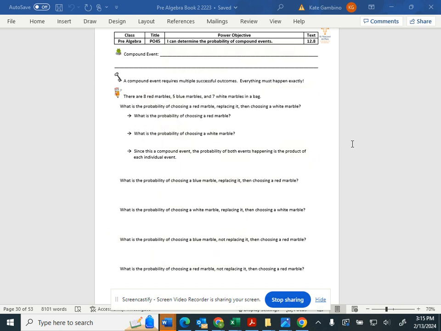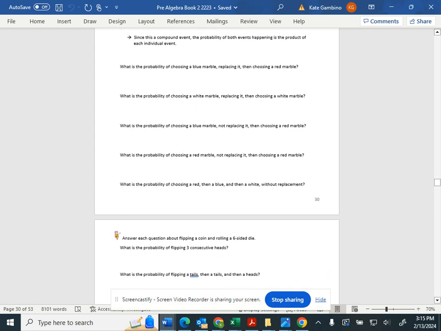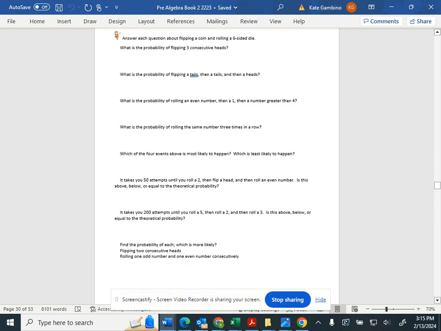On this first page, we have that bag of 20 marbles that we are working with. Some we are replacing, so we keep that total of 20. Some we do not replace, so we get fewer total outcomes. On the second page, it says, answer each question about flipping a coin and rolling a 6-sided dice. Flipping a coin, there are 2 outcomes, heads or tails. Rolling a 6-sided dice, there are 6 outcomes. So that gives us a total of 8 outcomes.